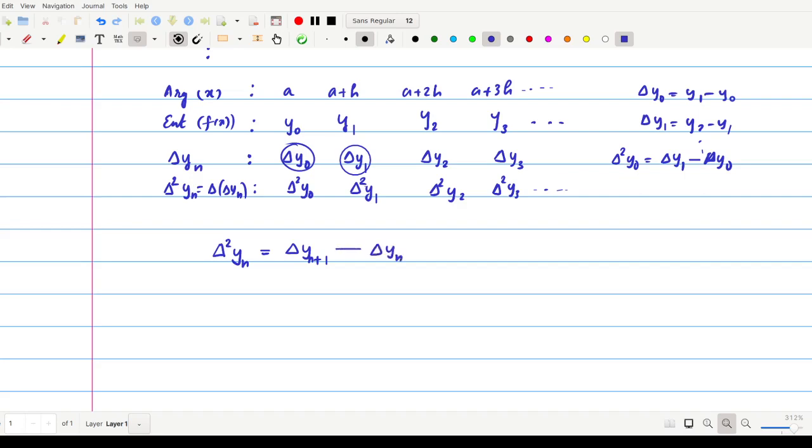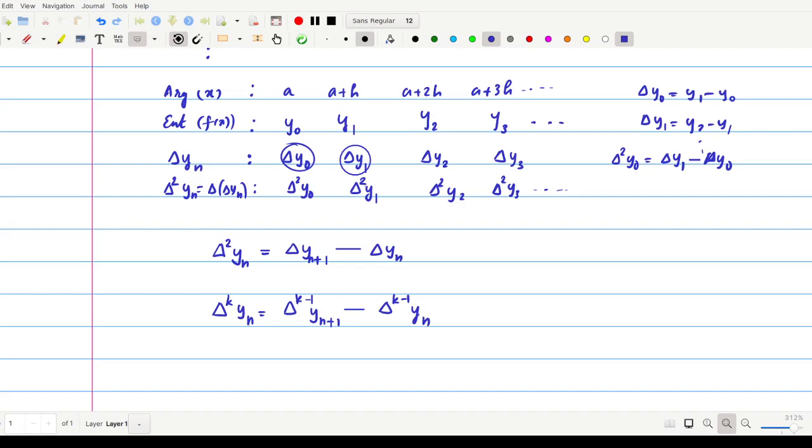Okay, so this delta square is obtained from the table of delta yn. Once you write delta yn, you can easily get delta square yn. In general, delta k of yn is obtained by delta k minus 1 of yn plus 1 minus delta k minus 1 of yn. So this is the general formula for the kth forward difference. In order to get the kth forward difference, we need to evaluate the k minus 1 forward difference.